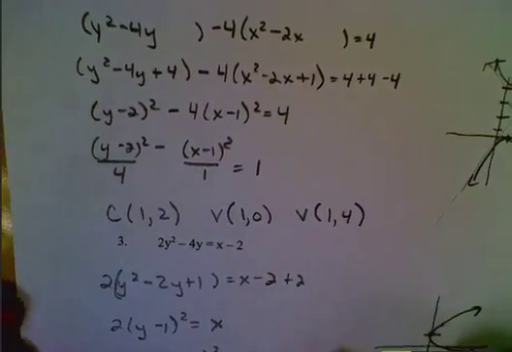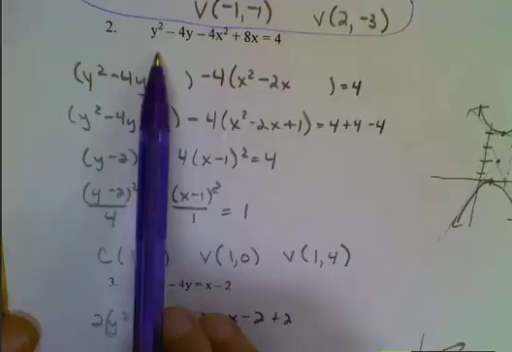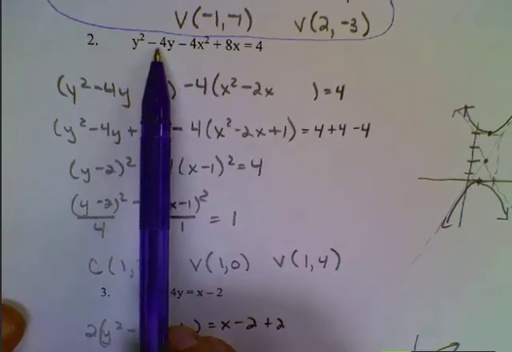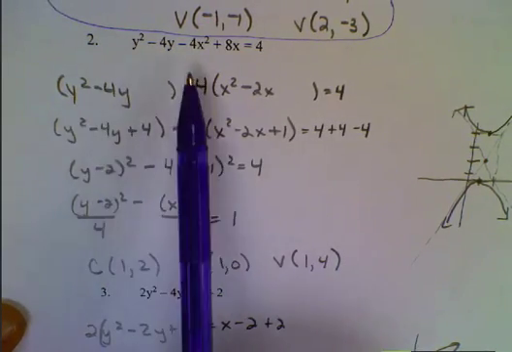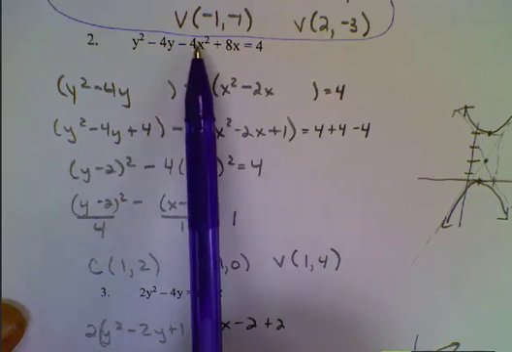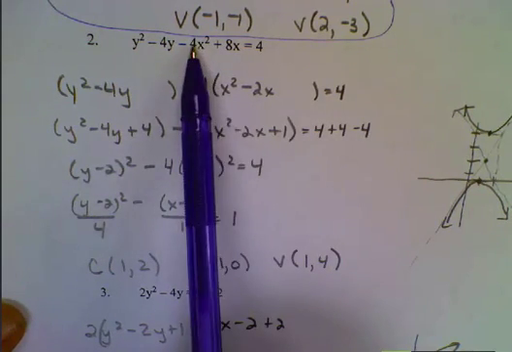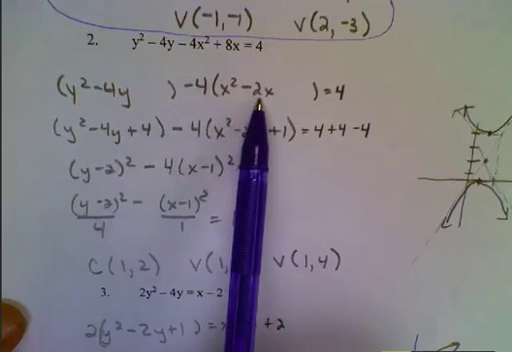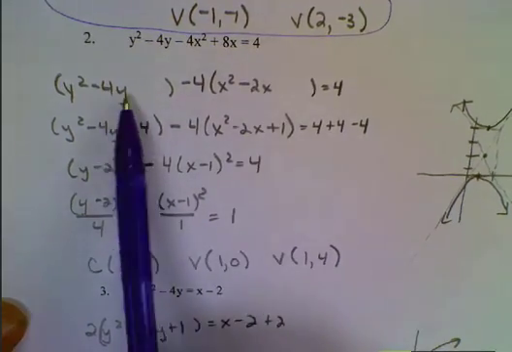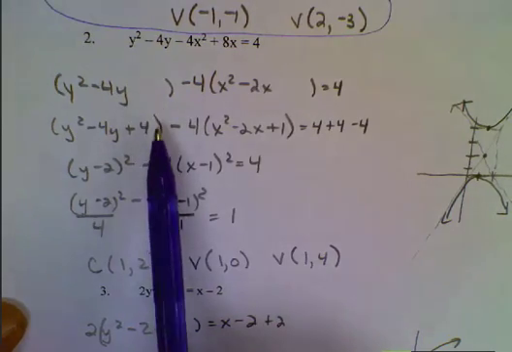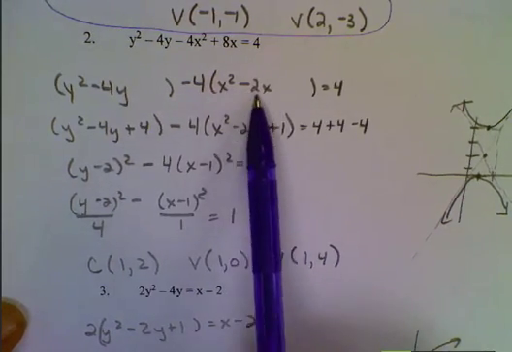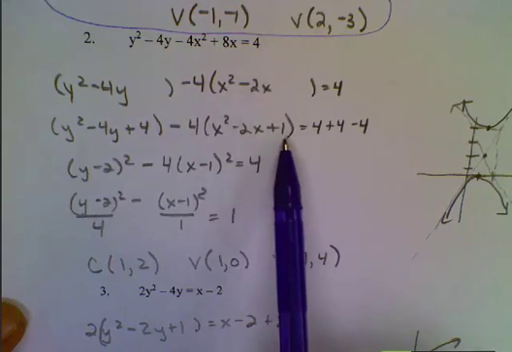Number 2 is, we decided in class, because one's positive and one's negative, that it's a hyperbola. So I grouped the y's together, I grouped the x terms together, and I factored out the negative 4 while I did that. Don't forget that becomes a negative 2x. Then I completed the square. Half of this was negative 2, squared is 4.